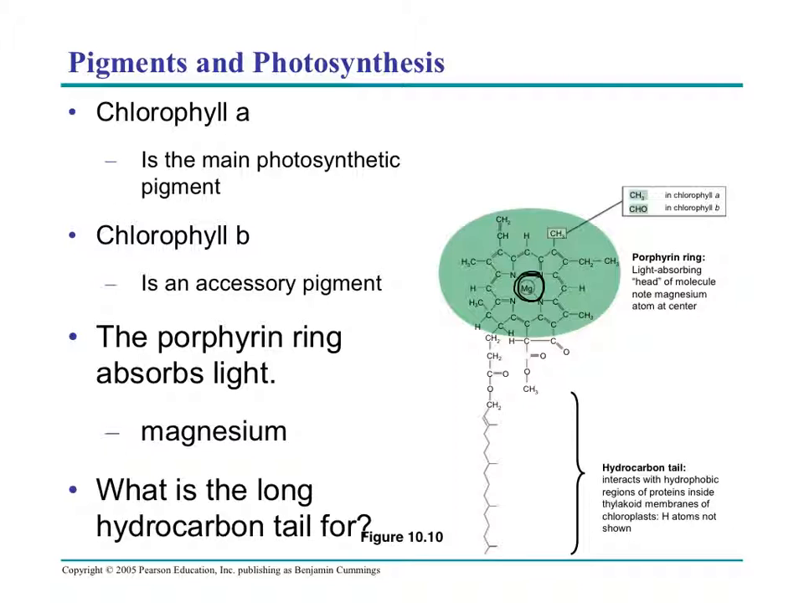Now, as you can see, we have this long hydrocarbon tail over here. It might remind you of a fatty acid somewhat. This hydrocarbon tail is actually anchoring this pigment into the thylakoid membrane, because they're not floating around. They are in a fixed position, and the hydrocarbon tail is what attaches it into the membrane.